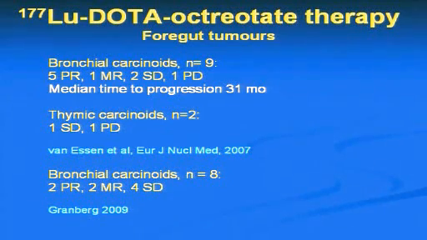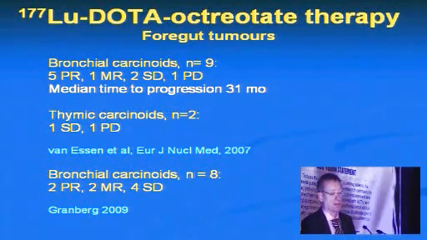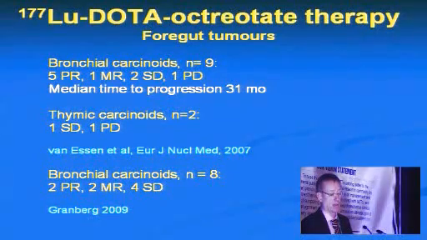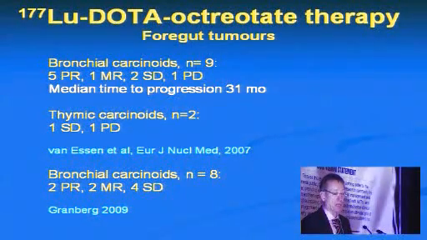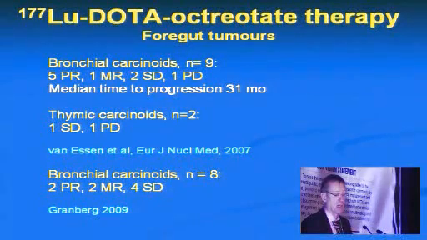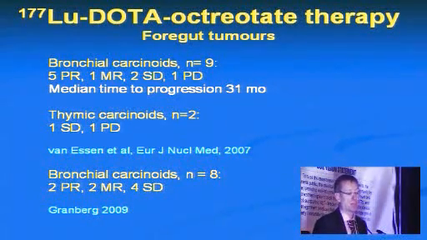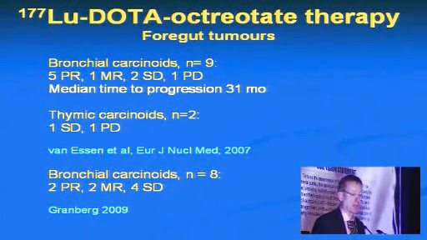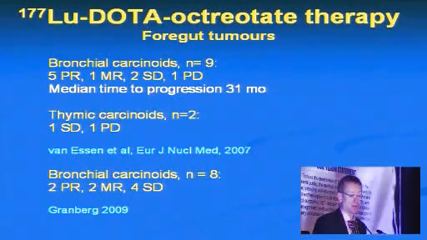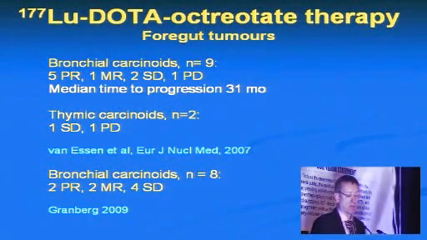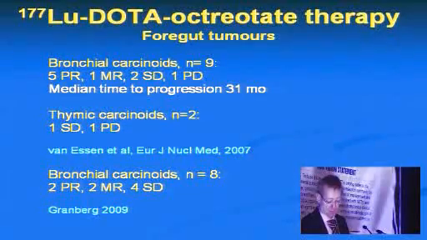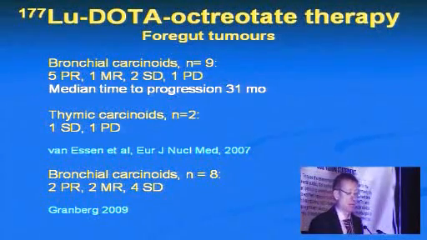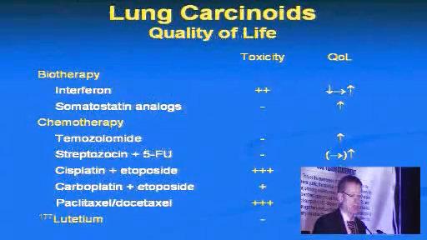And there were some results reported by the Dutch group, Kwekkeboom and co-workers, where 5 out of 9 patients had a partial response, 1 had a minor response, and 2 had stable disease, and median time to progression was 31 months, which are rather impressive results. We have so far treated 8 patients with bronchial carcinoids with lutetium, and 2 have had a partial response, 2 had minor response, and 4 had stable disease. And we have some additional patients we have not been able to evaluate yet.